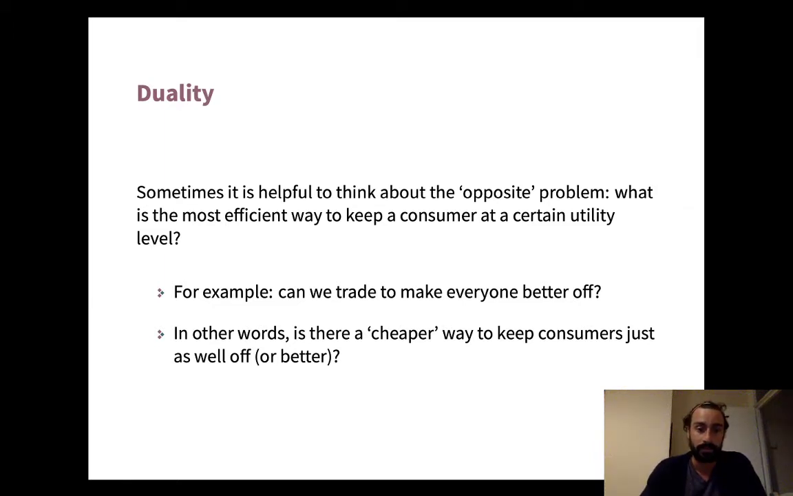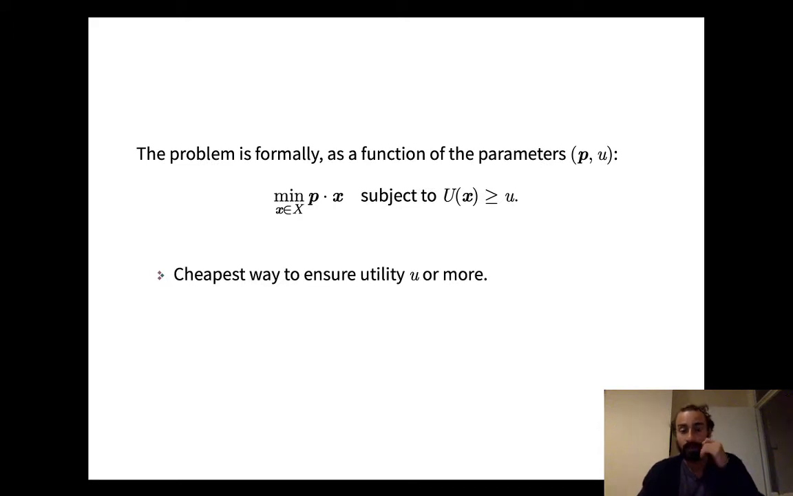So formally, the problem is the following. Minimize the price times the bundle of consumption, p times x, which is the total expenditure, subject to the utility of x being greater than or equal to some level u. In this case, u is just a real number that represents how good the utility is that we want to meet. And so what we're asking for is the cheapest way to ensure a utility of u or higher.